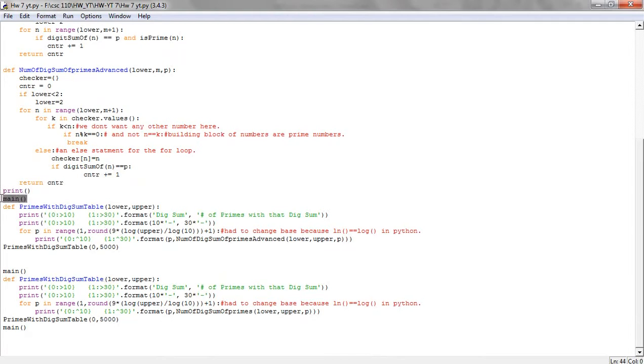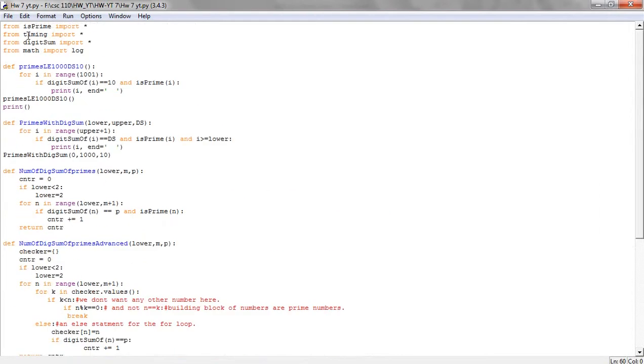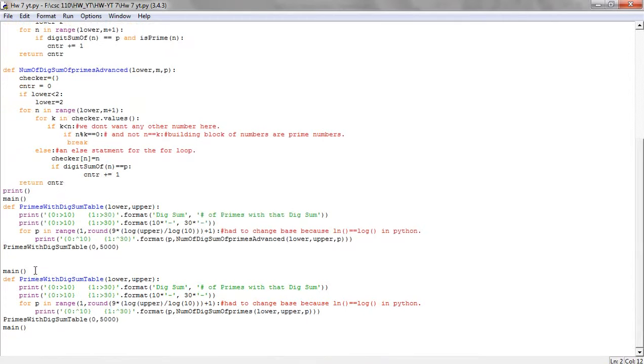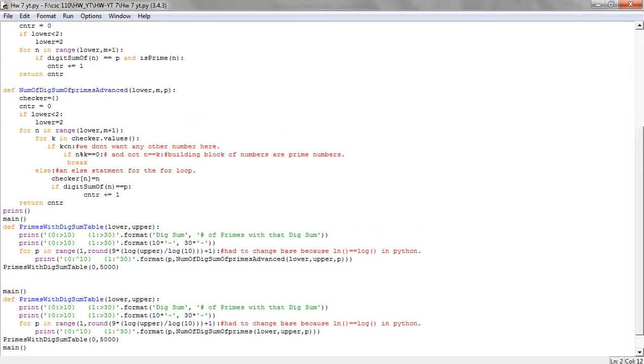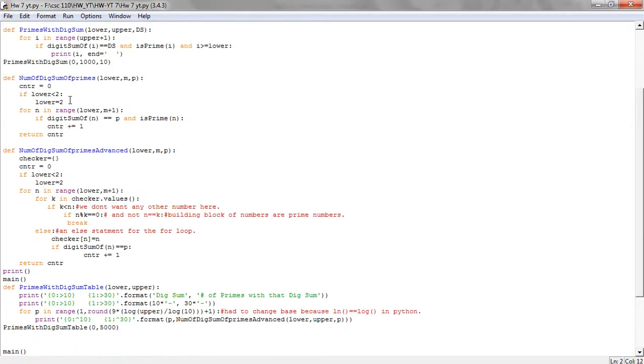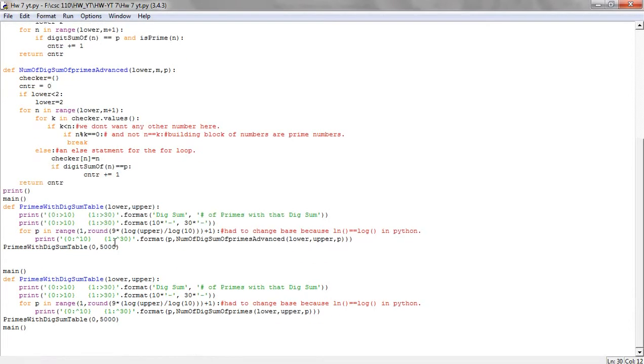And I have these main functions over here as a way of measuring that, and I'm importing it from the time module, as you can see. I wanna talk a little bit more about what I found out. What I found out was I expected this one, number of digit sum of primes advanced, to be faster for any input over here, but it turns out that this one is actually faster. But I noticed that this one gets slower as time goes on, and this one has a constant speed, and we'll be able to see that when I run this.